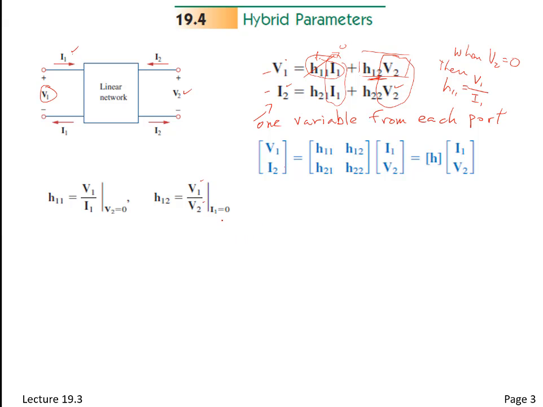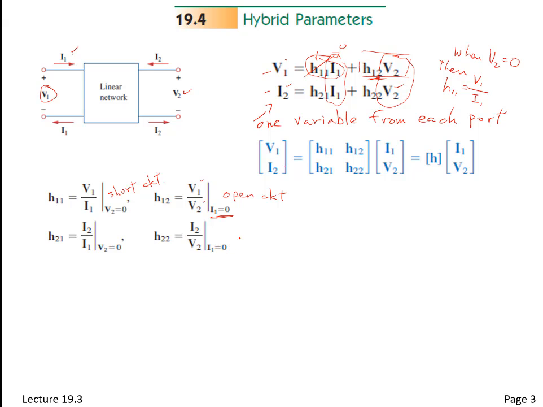And we do that by making, what? I1 equal to 0. And how do we do that? This is open circuit, right? So this is open circuit, and this is short circuit. Okay? And the last two go in the same way that we did before. Again, you're dealing with short circuiting the output and then open circuiting the input.